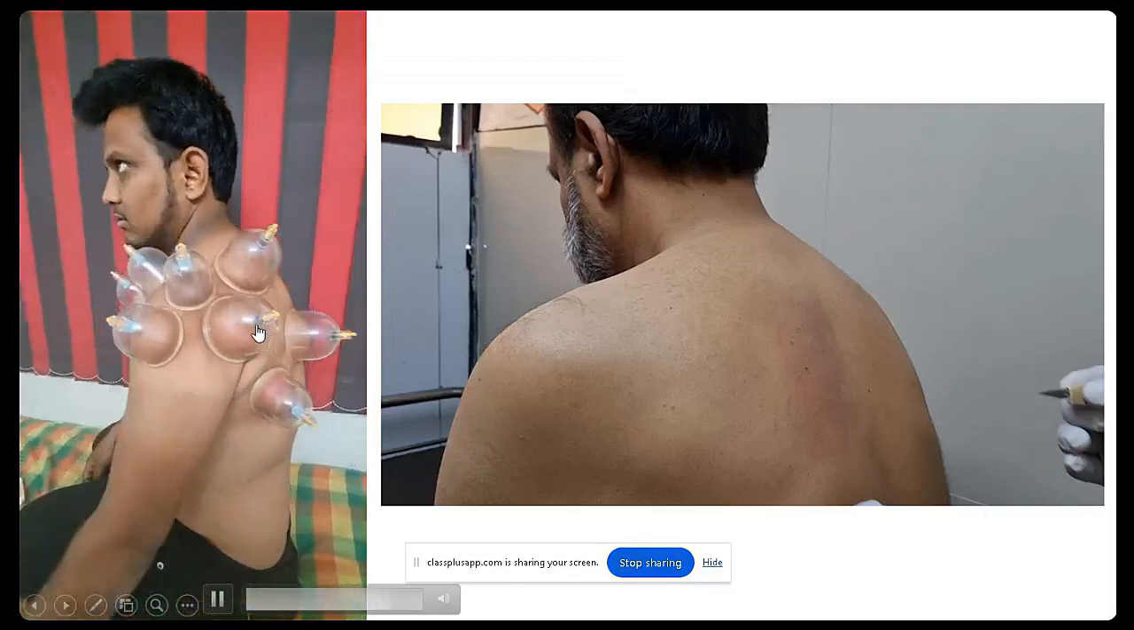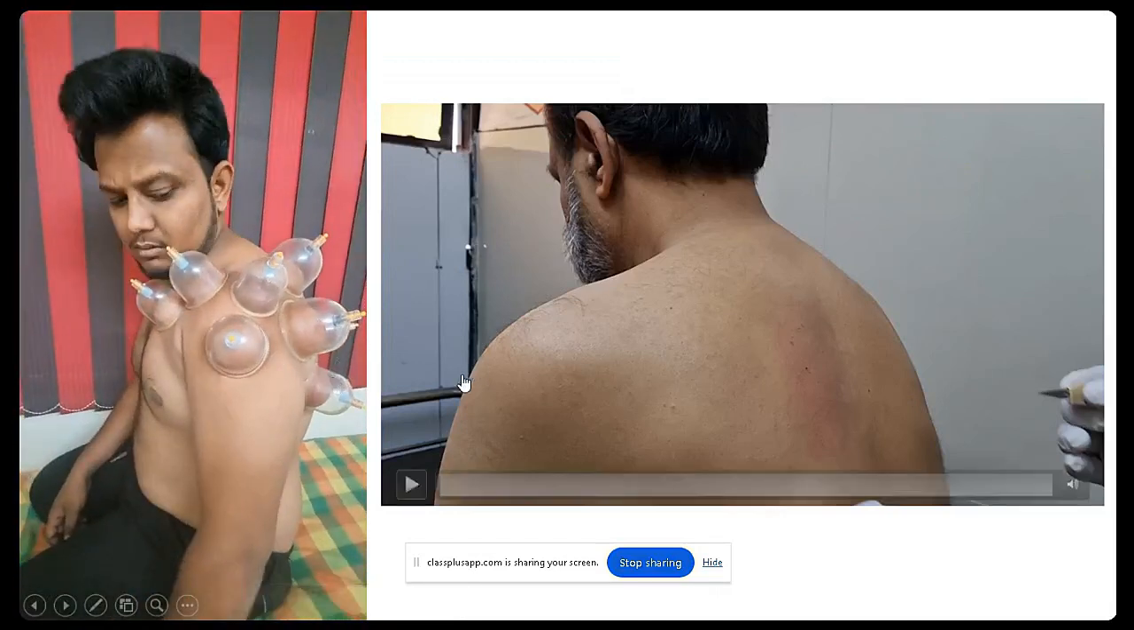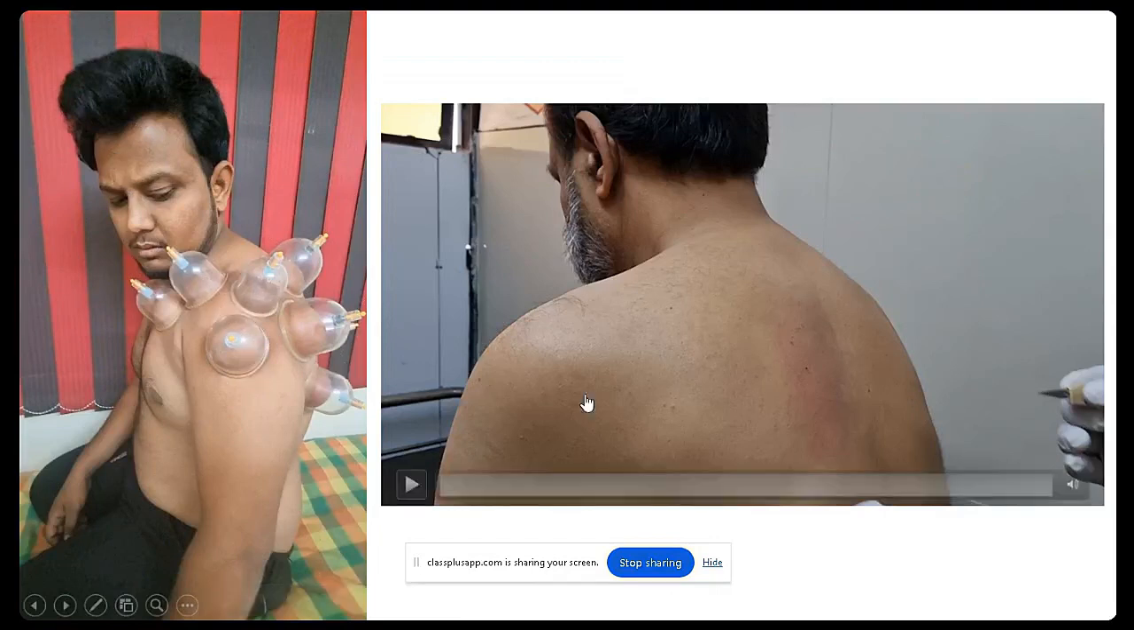Here you can see that we have attached it till the infraspinatus muscles. Also all the supraspinatus, deltoid, pectoralis muscles, so that all the muscles which are helping the movement of the shoulder joint can be released. The myofascia and the soft tissues around the shoulder can be released.